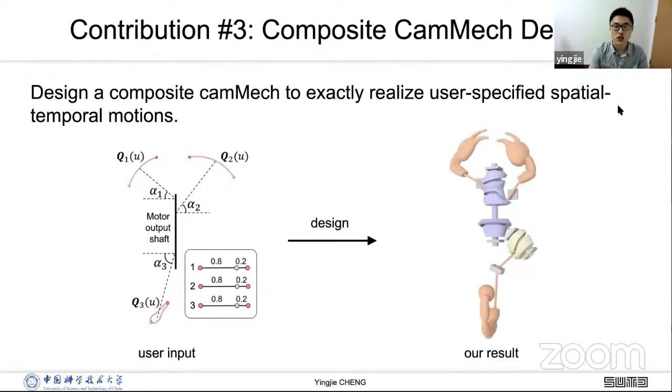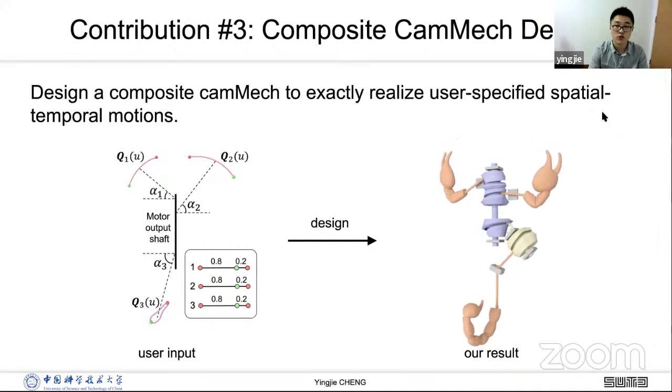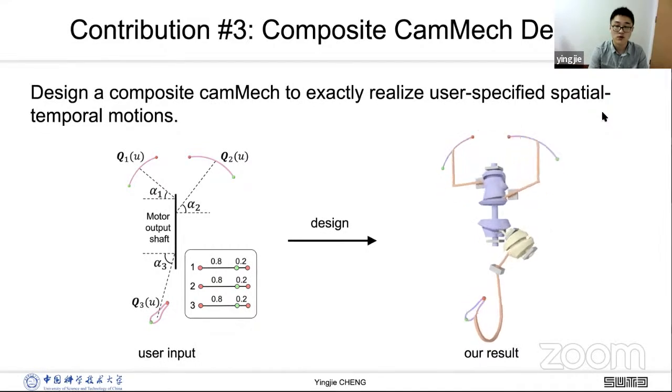Now, let's move to a general problem of composite CamMech design. Our inputs are several target curves and time control for each curve, where Q1 and Q2 are planar arcs, and Q3 is on a spherical surface. The time intervals are 0.8 and 0.2. Our output is a composite CamMech that can realize the given motion. We can see the scorpion is already, it moves slowly, and while attacking, the action is so quick.